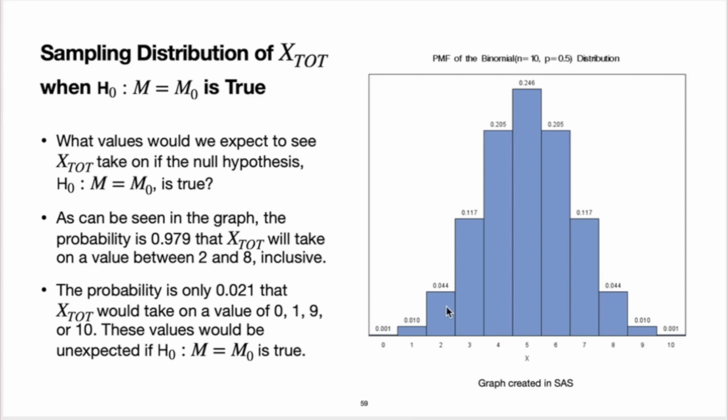And that probability is given by the sum of the areas of the rectangles over the integers from 2 to 8, and that turns out to be 0.979. There's only a 0.021 probability that X_tot would take on a value of either 0 or 1 or 9 or 10. And so if the null hypothesis is true, it would be unexpected for X_tot to take on values 0, 1, 9, or 10.